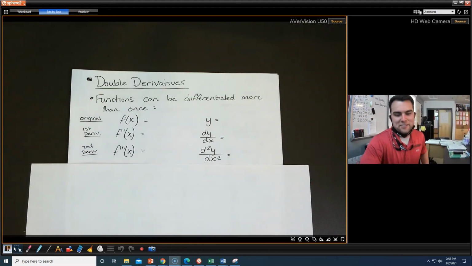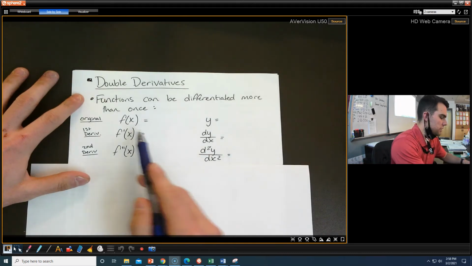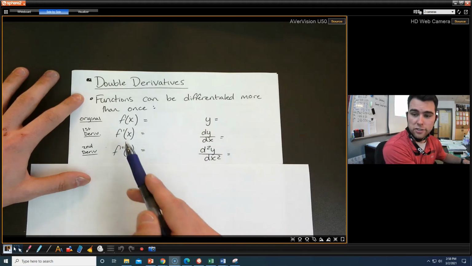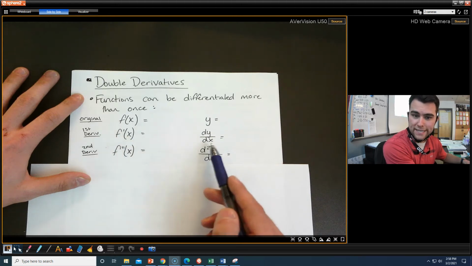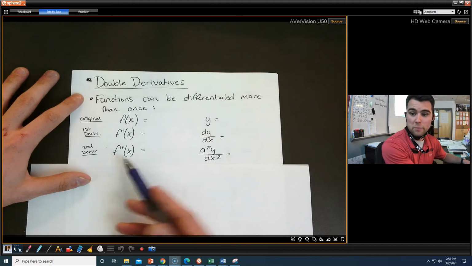So double derivatives. Let's talk about those guys for a little bit. What I've alluded to this whole time is that functions can actually be differentiated more than once, right? So if I have my original function, you could see it as f of x or y equals. If I take my first derivative, we call this f prime of x or dy dx. And then if I do the second derivative, it's f double prime of x.